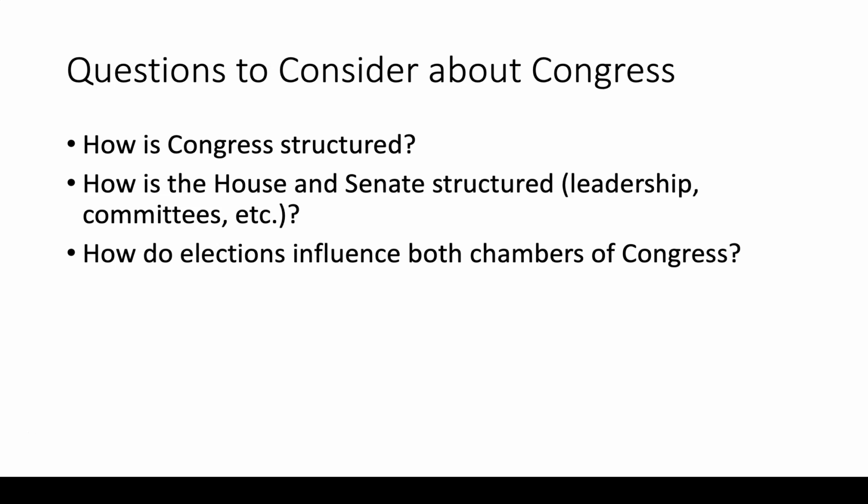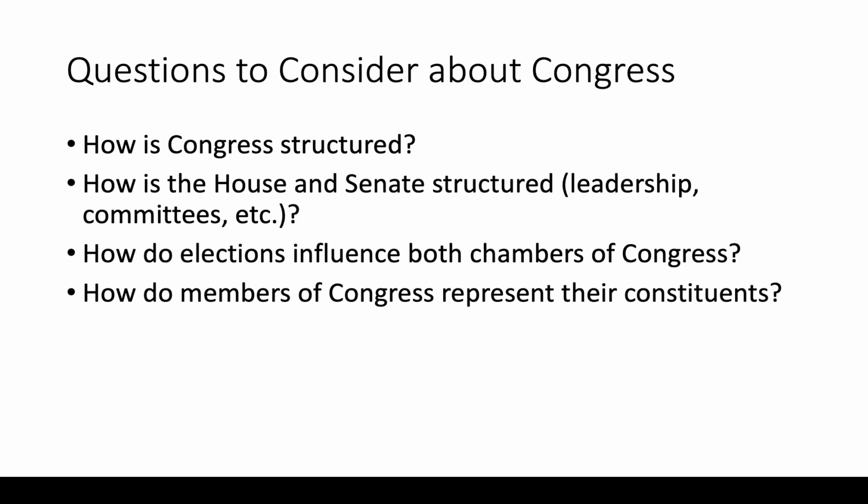How do members who want to serve in Congress be influenced by the elections back home? How do members of Congress represent their constituencies? One of the issues in the movie that you'll see is about representation. There's a pretty intense section in the chapter about representation. What are the different ways that they can represent their constituents?